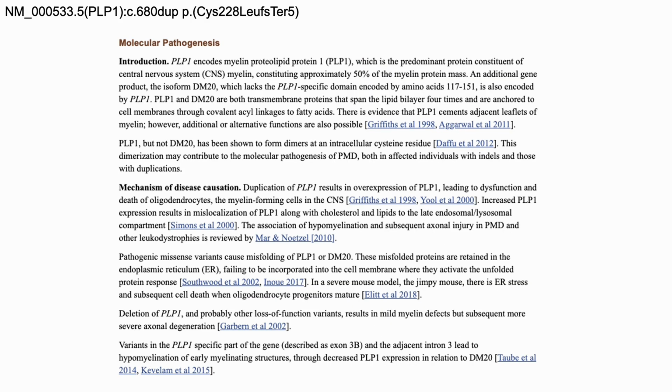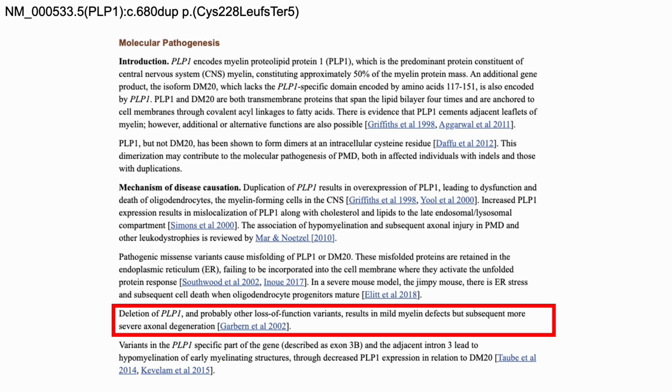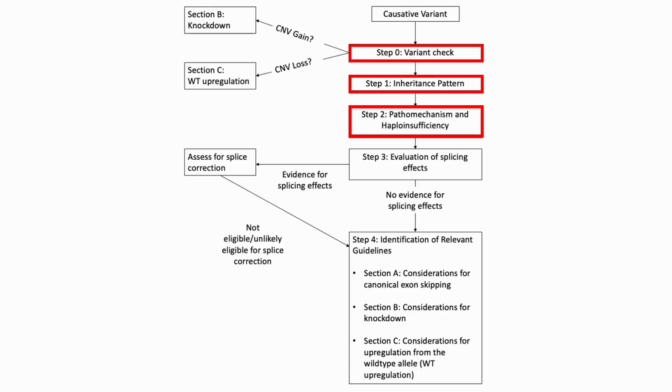Many resources can be used to assess the mechanism of disease. One can use PubMed, OMIM. In this example, I input the gene name into GeneReviews. If you scroll down to the molecular pathogenesis section of this review, you could see here that deletions and loss of function variants are a mechanism of disease, and given that our variant is a frameshift resulting in an early stop codon, we likely have a loss of function effect. We now know our inheritance pattern and pathomechanism.